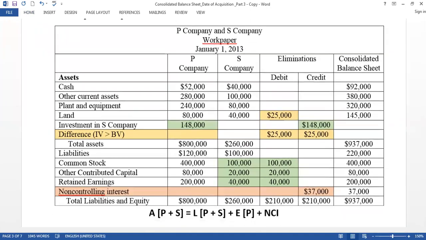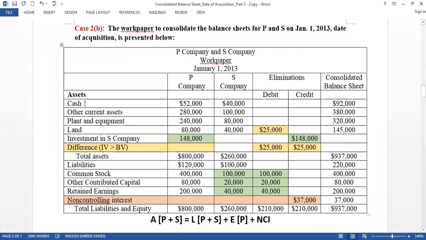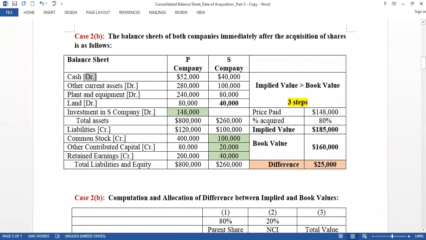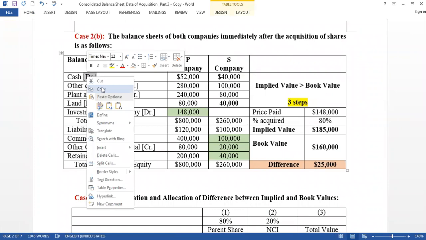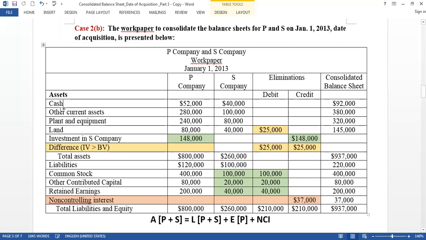Now look here. I already told you this one before. Asset, cash, is debit. Cash is debit. These are the debits. So let me solve this one first.